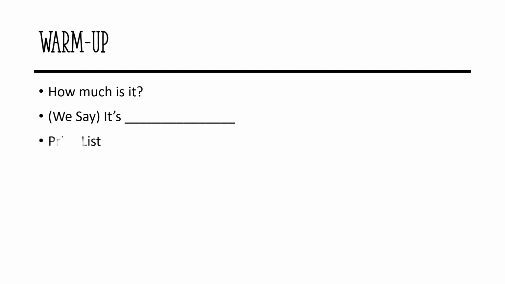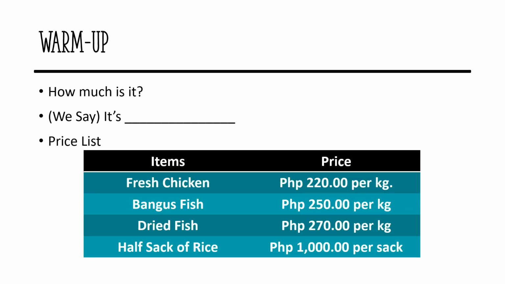Alright, let's have first our warm-up. How much is it? Look at the price list below. There is a set of items with corresponding prices. How much is it for the fresh chicken? Altogether we say it's 220 per kilogram. How much is it for the bangus fish? Altogether we say it's 250 pesos per kilogram.